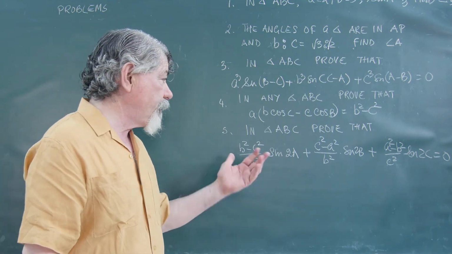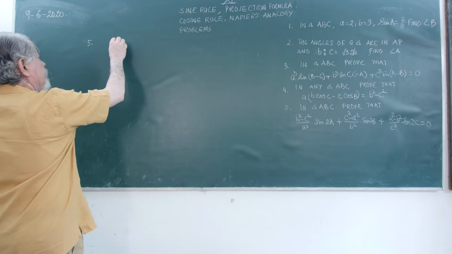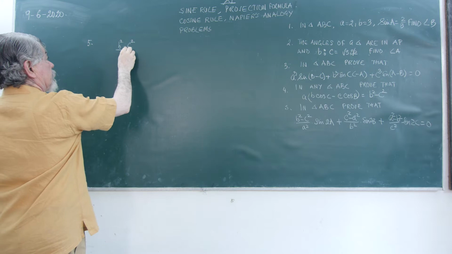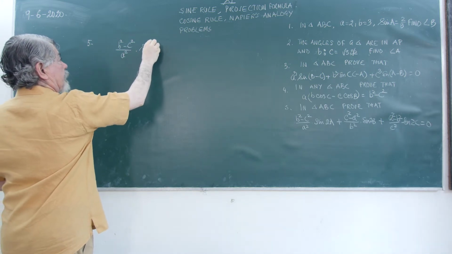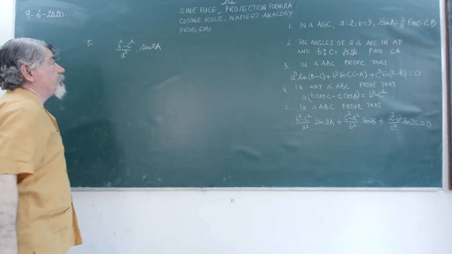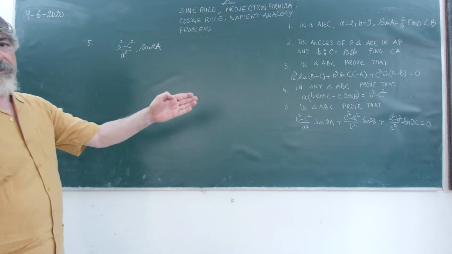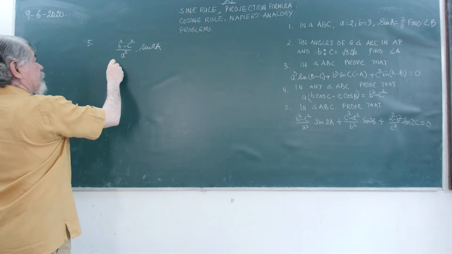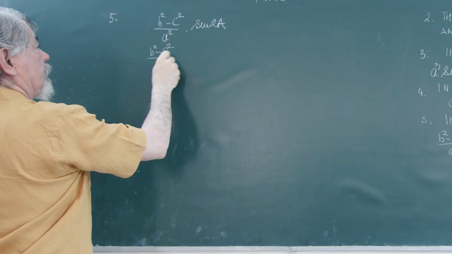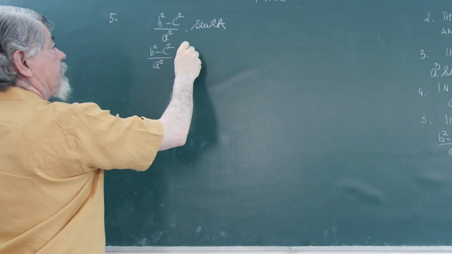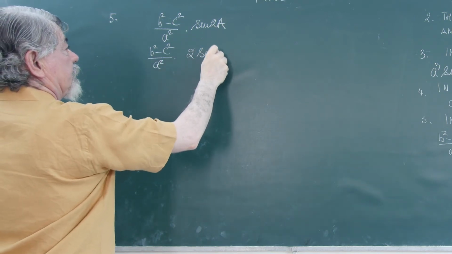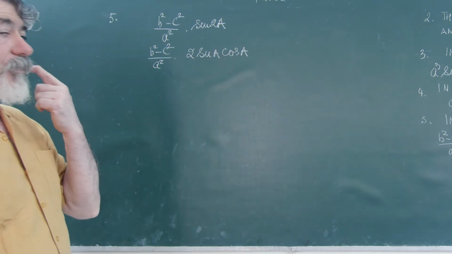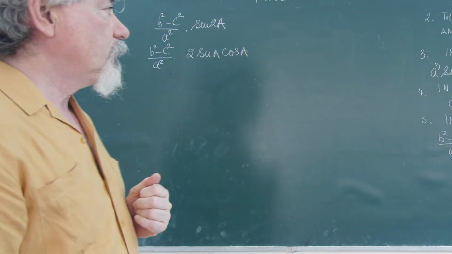So let me solve the first component of the question, that is b square minus c square upon a square into sine 2A. Other components are on the same basis. So b square minus c square upon a square into sine 2A means 2 sine A cos A, because we know the double angle formula: sine 2A is 2 sine A cos A.